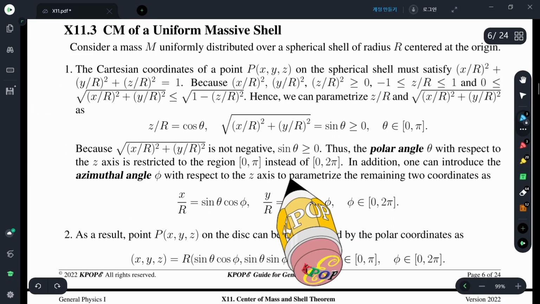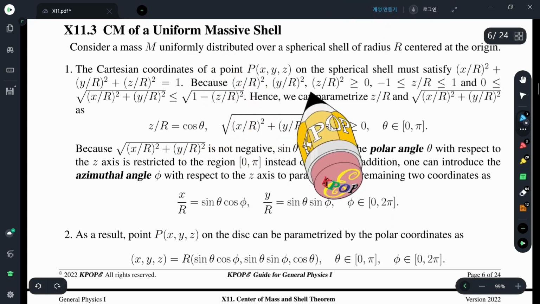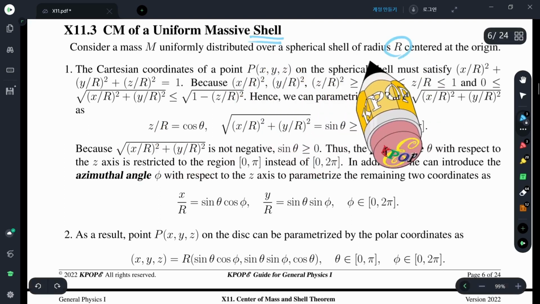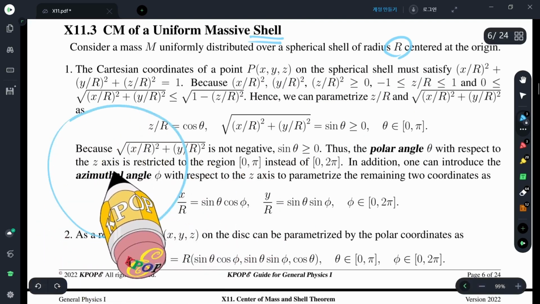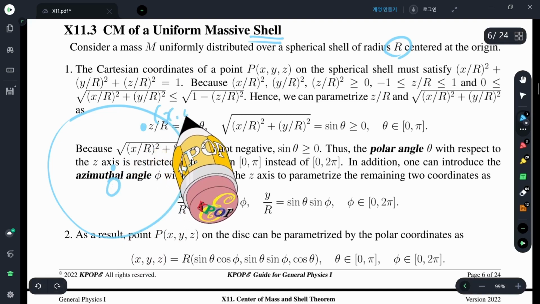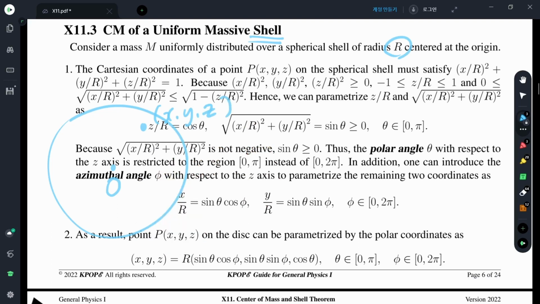Let us next consider the center of mass of a uniform mass shell. The radius is fixed to be r. So we need a spherical surface, with the center at the origin, and we can define the Cartesian coordinates x, y, and z. A convenient choice to identify the position of a point on a sphere is spherical polar coordinates.